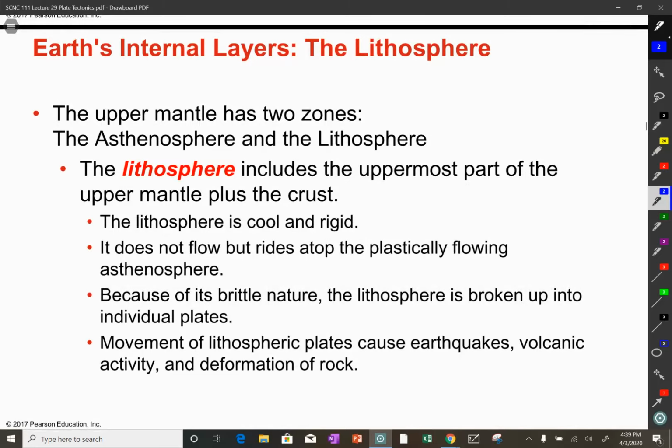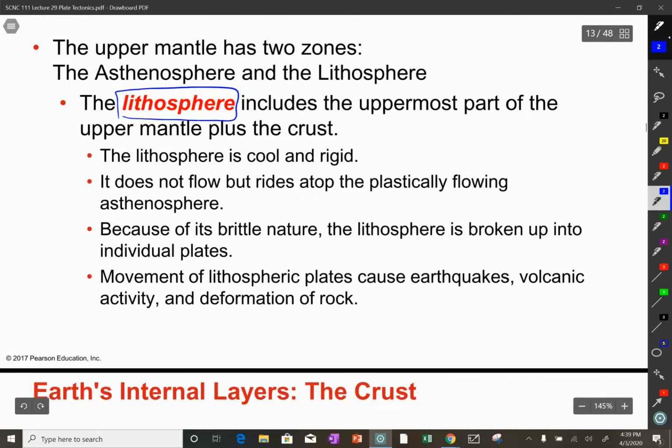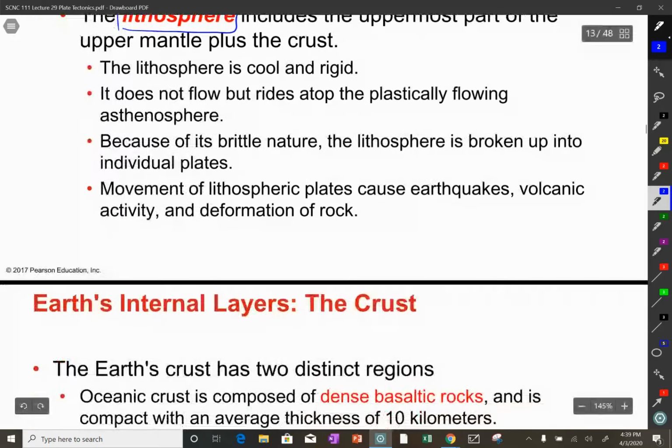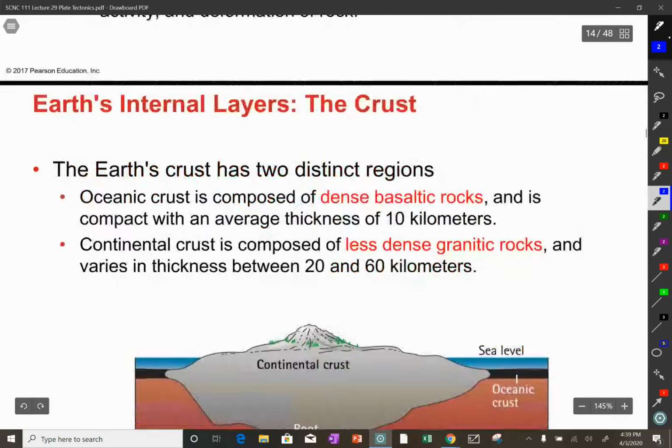The lithosphere, litho means rock, is the uppermost part of the upper mantle and the crust. The lithosphere is the stuff that slides around on the top of the asthenosphere. And so it's rather cool. By rather cool, we mean it's cold enough that it's a solid rock. It doesn't float, but slides on top of stuff. And it can be broken up into individual plates.